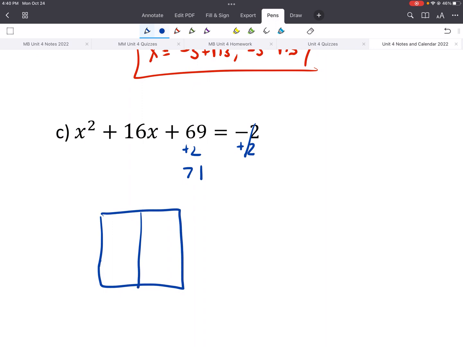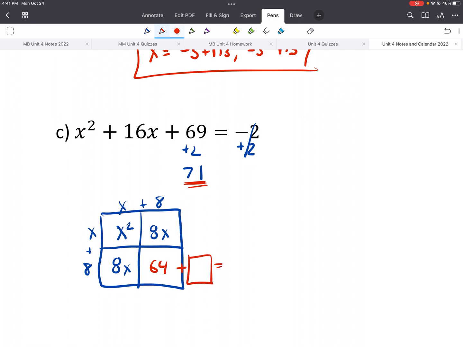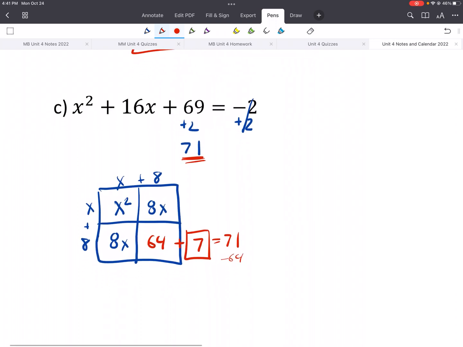Let's complete the square. x squared, half of 16 is 8. x and 8 and 8. And then what completes the square would be 8 times 8, which is 64. But we don't want 64, we want 71. So what would that box need to be? Again, we could subtract 64, and that ends up giving us 7. So 64 plus 7 is 71.